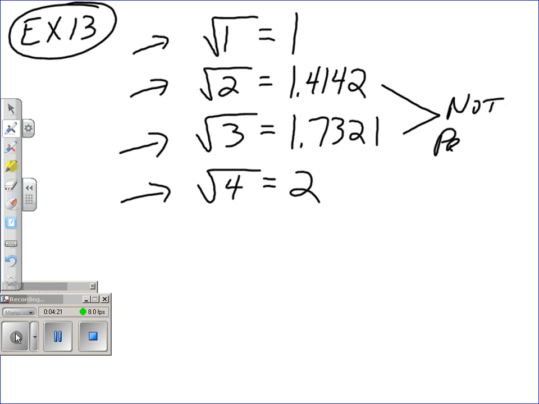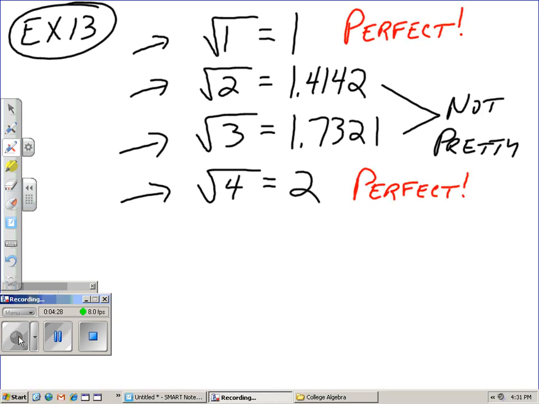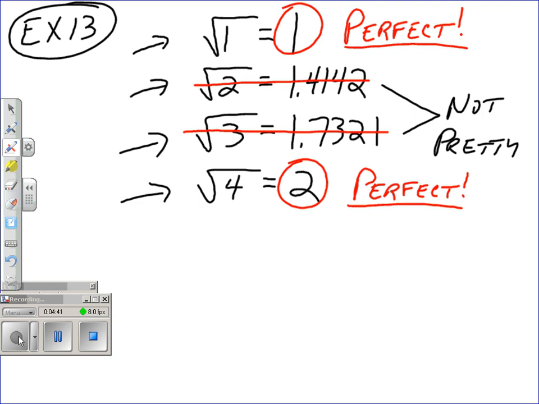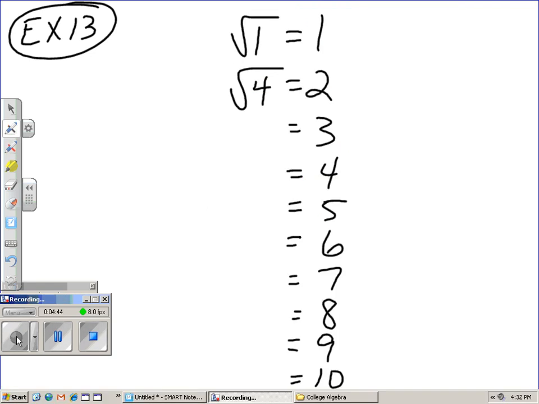Okay? We like the pretty ones, and we call the pretty ones perfect squares. We like the perfect squares because their roots turn out to be whole numbers. And we like whole numbers. Whole numbers are easy to deal with. We do not want to mess with these guys because their roots are messy, nasty, infinite numbers. So what I'd like you guys to do, and I'd like you to put these in your notes for your test, is make a list of all the perfect squares, or at least the first 10 perfect squares.